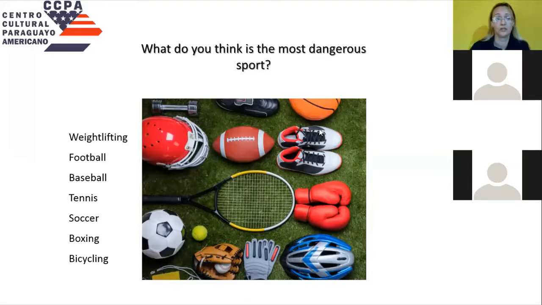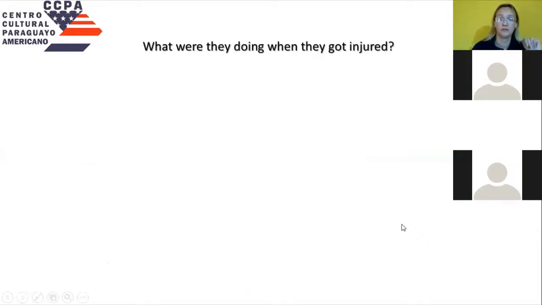Yes. Okay, so the majority said that weightlifting, football, and boxing are the most dangerous ones, right? Okay, yes, it might be. Football is American football. Yes, American football. Okay. Because if we say soccer for football. Okay, so what do you think these people were doing when they got injured? We already said and talked about that, right?